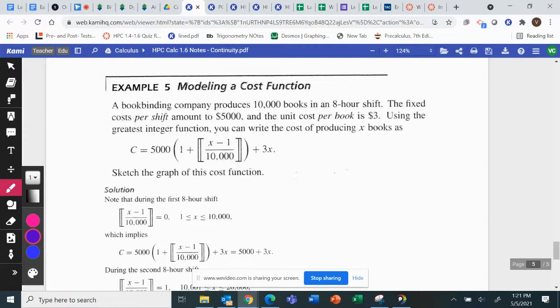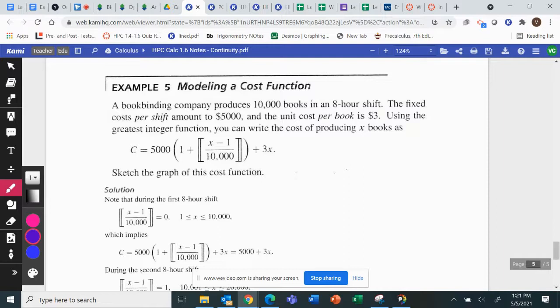they're still going to get charged for that 8-hour shift. So it's still going to cost $5,000 plus, and then it's going to be a little bit less, $3 per book. There's going to be less books. If they only make one book, they're still going to get charged that $5,000 for using the 8-hour shift, plus just 1 times $3 for the book. So this is a step function, or a greatest integer function, because anything from 1 to 10,000 within the first 8-hour shift is going to cost that $5,000.